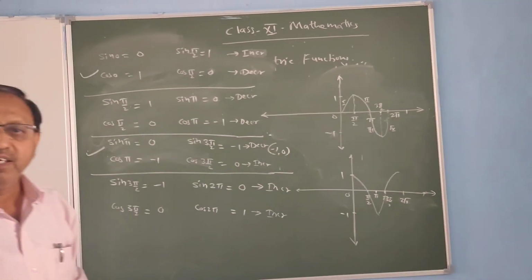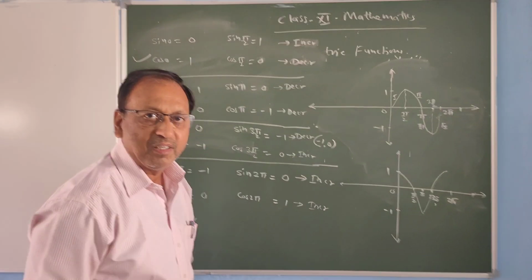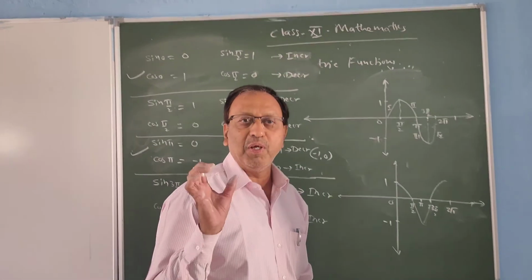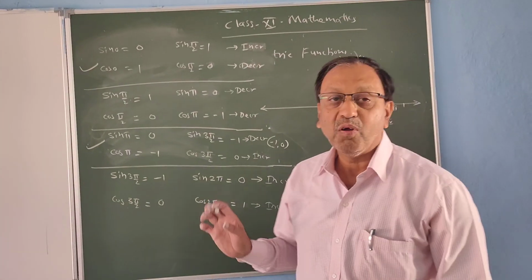So these are the sine curve and cos curve. These are the functions like this. So we have completed this behavior of the sine and cos functions in the different quadrants.